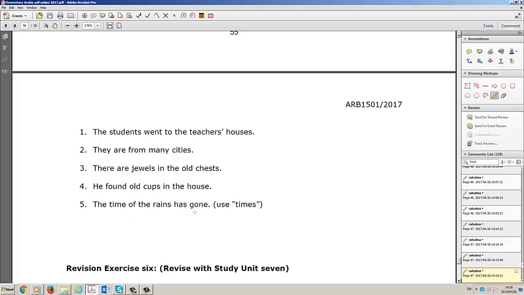The time of the rains has gone. ذهب أوقات الأمطار. ذهب أوقات الأمطار.